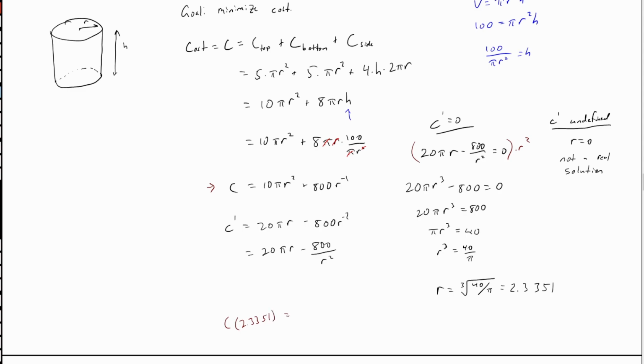Okay, so we have 10 times pi times 2.3351 squared plus 800 divided by 2.3351, and I get 513.8991. This is cents, or $5.14 if I round to the nearest penny.